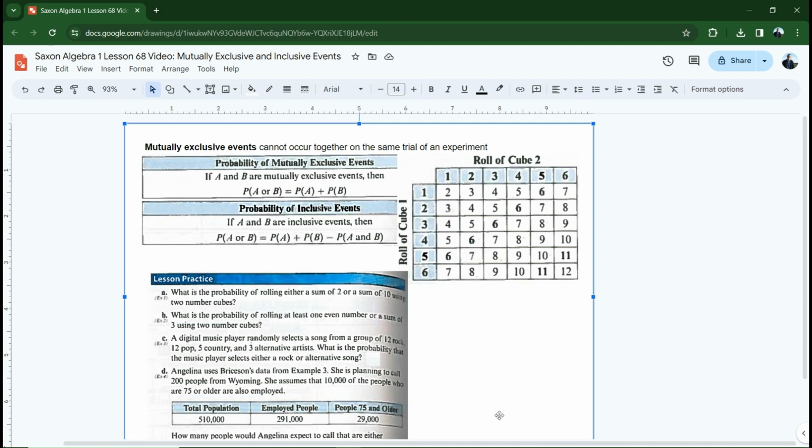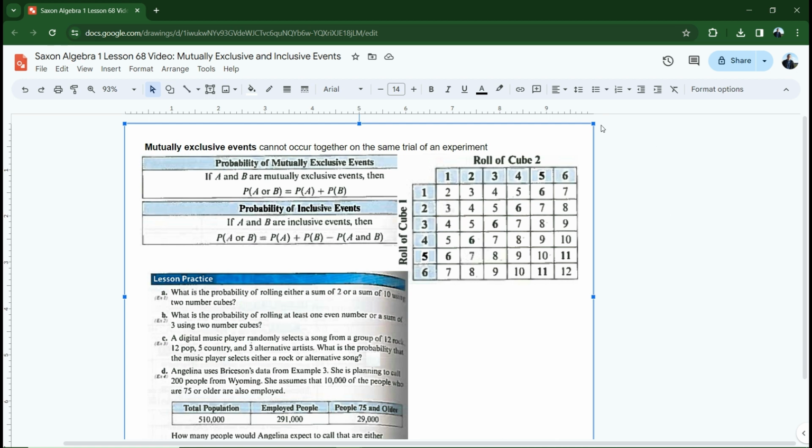Hey, Algebra students. In this video, we're going to be talking about a probability topic. We're going to be talking about mutually exclusive events and inclusive events. First of all, we need to define what mutually exclusive events are. Mutually exclusive events are events that cannot occur together on the same trial of an experiment.